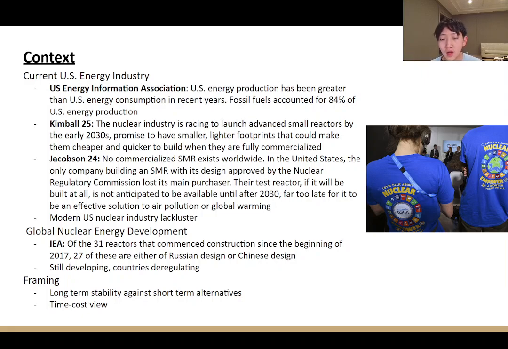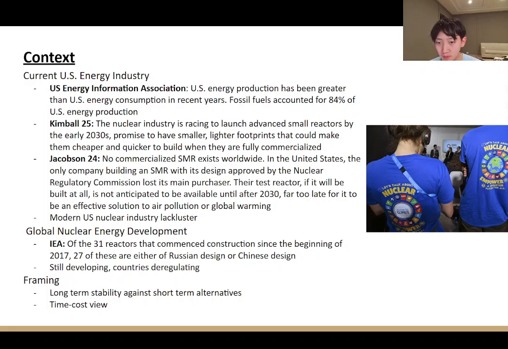But they're not really in the process of constructing numerous factories, right? Compared to other countries like Russia and China. So the US right now is still very behind in nuclear energy development because in the past there have been a lot of things that have delayed the efforts.